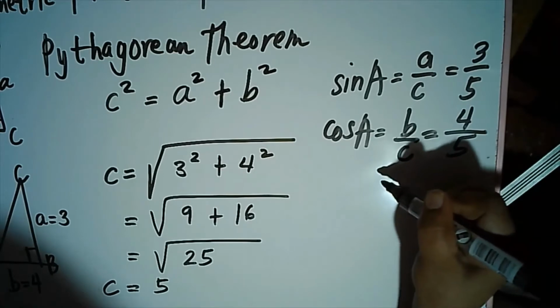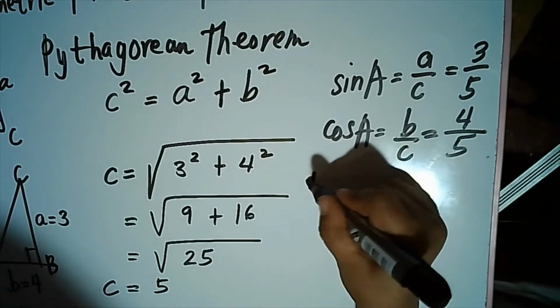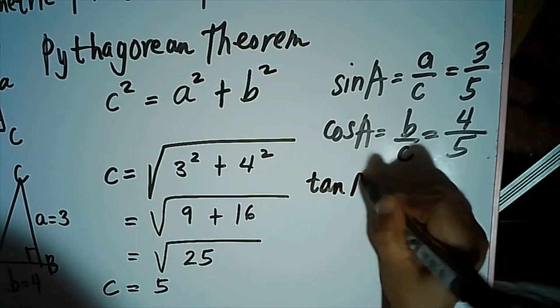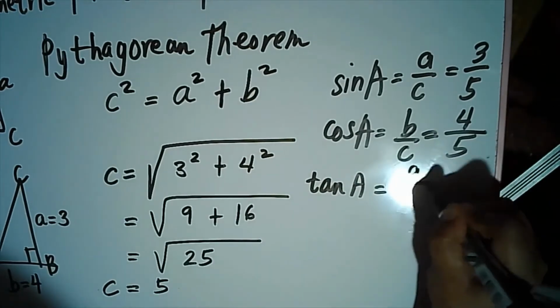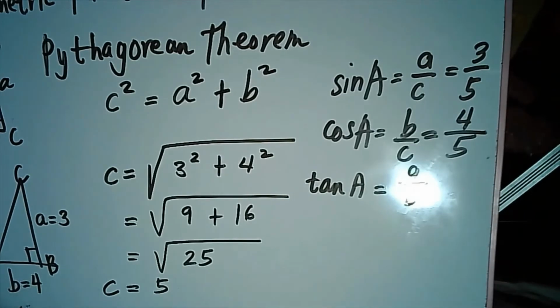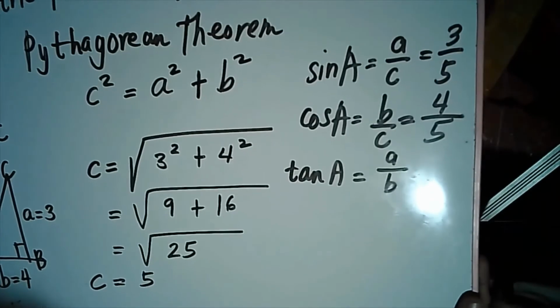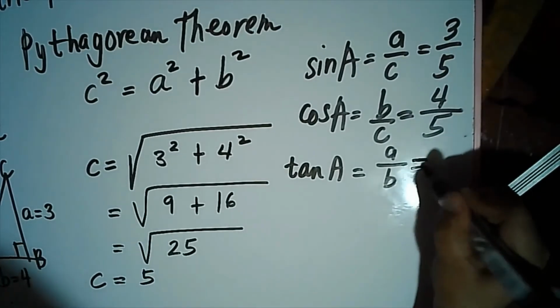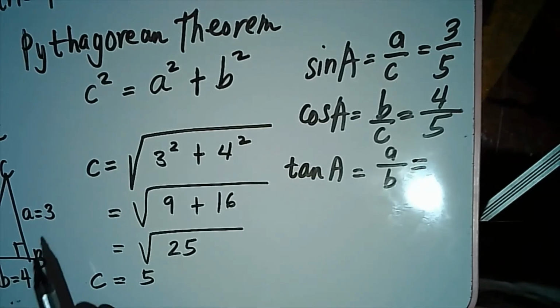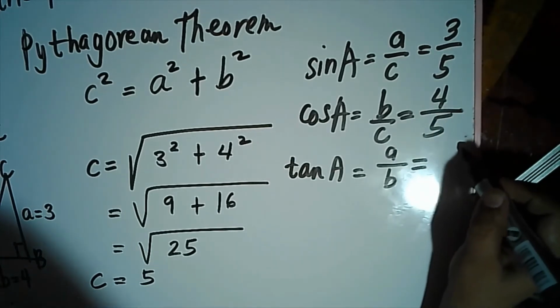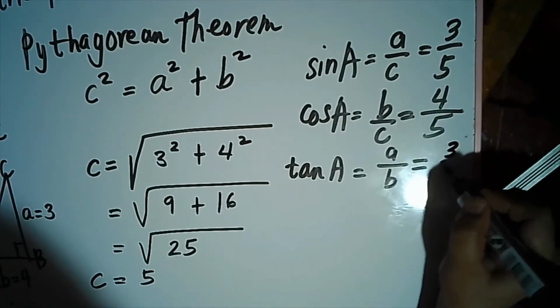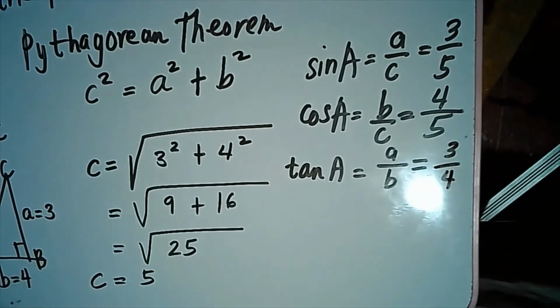Next is the tangent A, which is equal to A over B. So A is equal to 3 and B is equal to 4. So tangent A is 3/4.